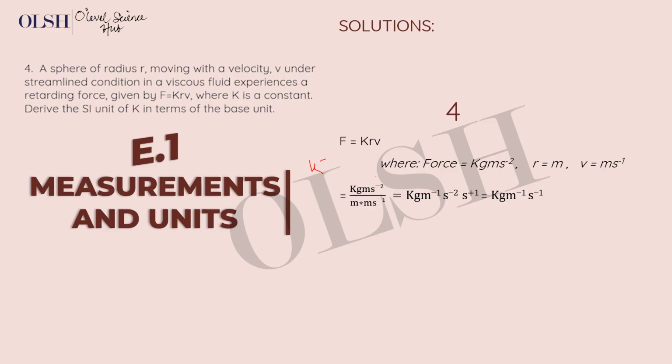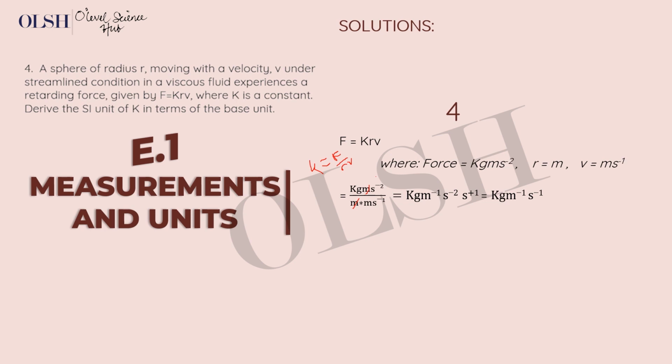We're going to be having k equal to F over rv, right? So this is what we're going to be having. In this case, we're going to bring in the unit of F, which is kilogram meters per second squared, and then divide it by the unit of r, which is m, and the unit of v, which is meters per second. If we simplify this, obviously we'll see that this m here can be knocked off by this m here, leaving us with kilogram per second squared and meters per second as denominator.